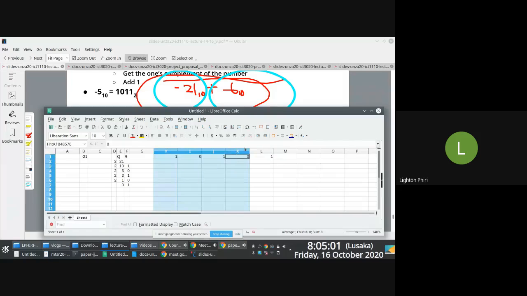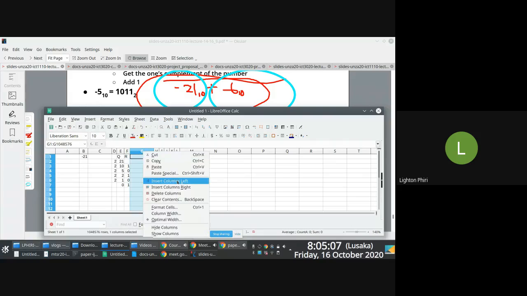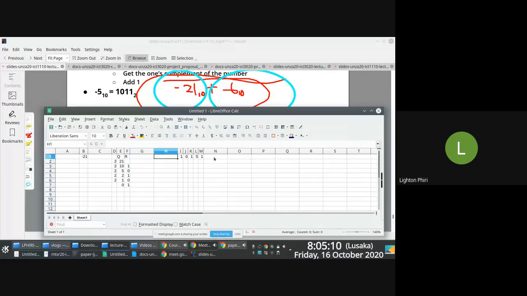To get the one's complement of this, I'll explicitly do that so that people know exactly what we're doing. So we get the binary equivalent of positive 21, and then the one's complement.